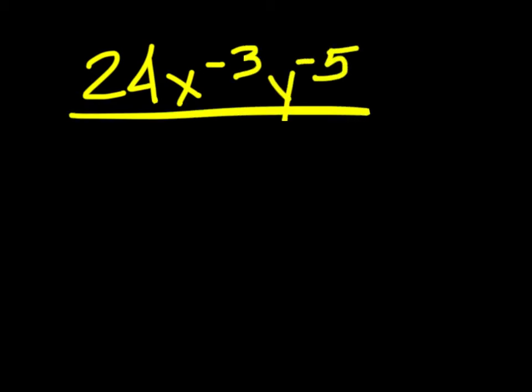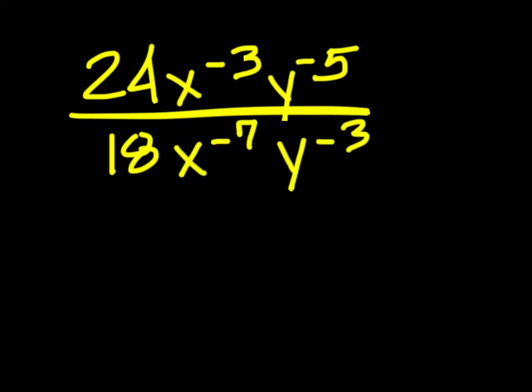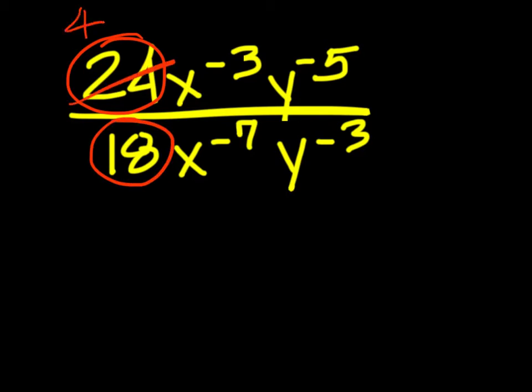Practice problem. 24 x to the negative 3 power, y to the negative 5 power, over 18 x to the negative 7 power, y to the negative 3 power. The solution for the practice problem. Start with 24 over 18. 6 goes into 24 4 times and into 18 3 times.